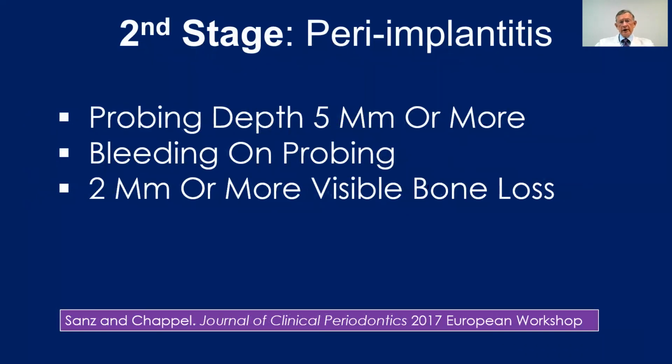So we'll get on to the second stage. As it progresses, you'll see these diagnostic features: probing depths of 5 millimeters or more, bleeding on probing, and up to 2 millimeters or more of visible bone loss. People can correlate that with 1 to 2 to 3 threads exposed, not covered by bone.